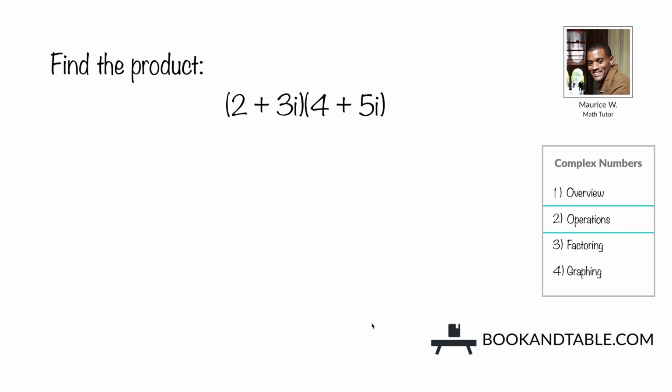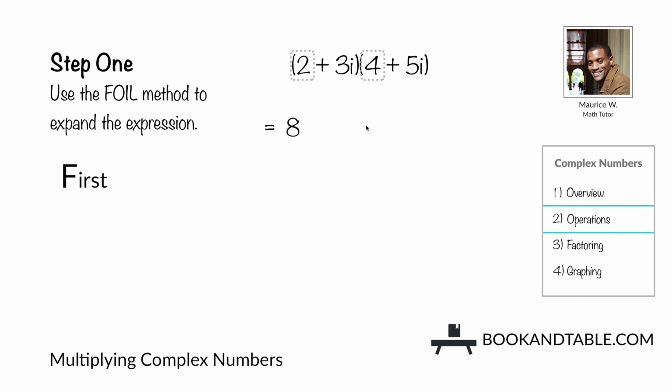Let's take a look at an example. Let's say you were asked to find the product of 2 plus 3i times 4 plus 5i. The first thing you want to do is use the FOIL method to expand the expression.